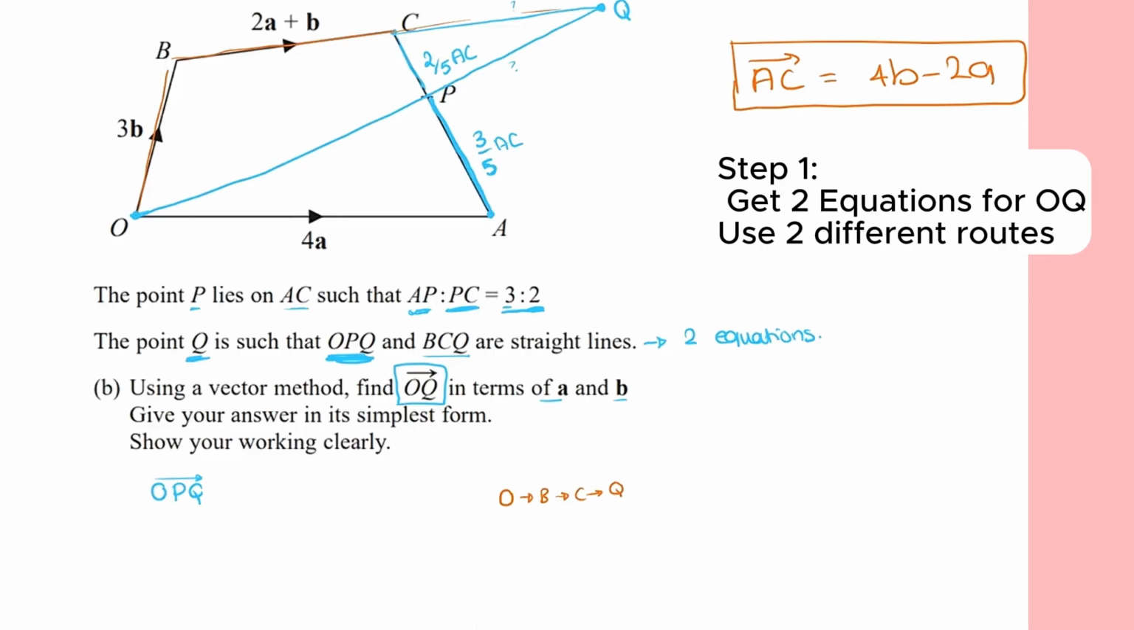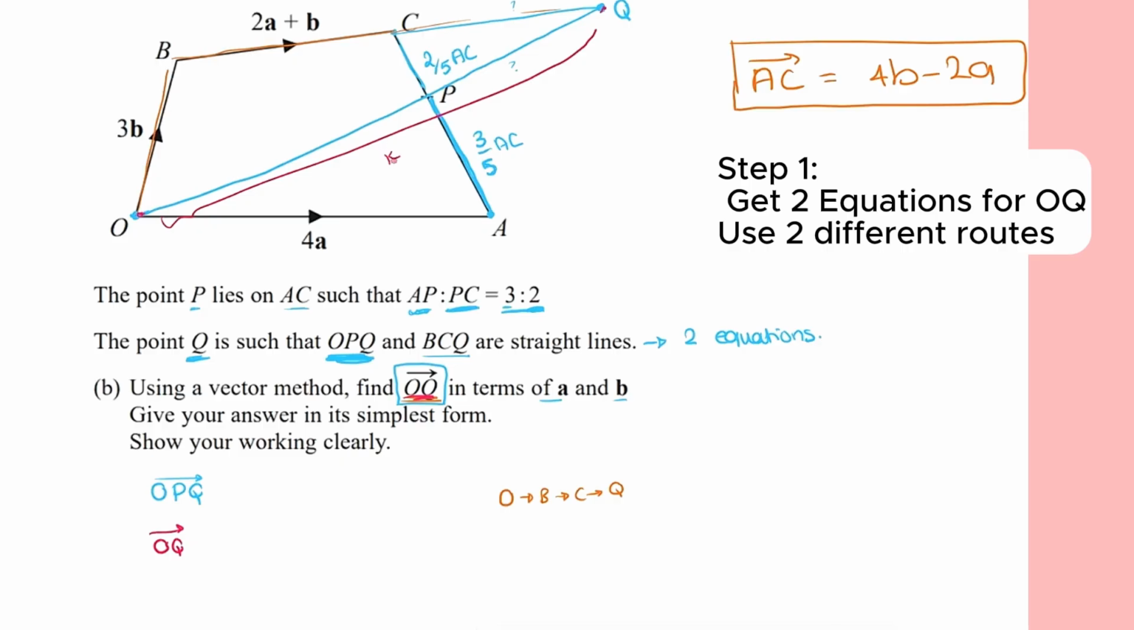Now, using both those routes, let's write down our equations. Use O, Q is from here all the way to there. Now, if I could find OP, in terms of OP, OQ is something times OP, right?